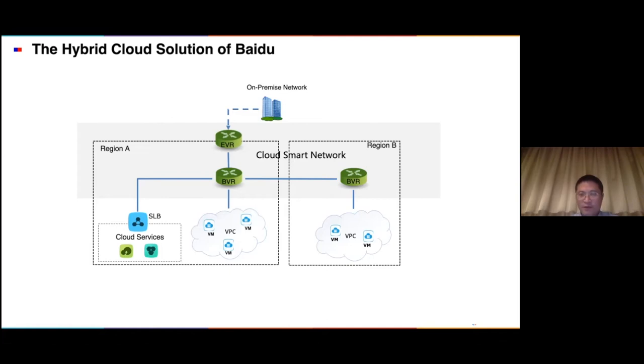So this is the product we are using. As you can see in this slide, we are using a BVR, we call it a Baidu Watch Router, that connects different VPCs in different regions.